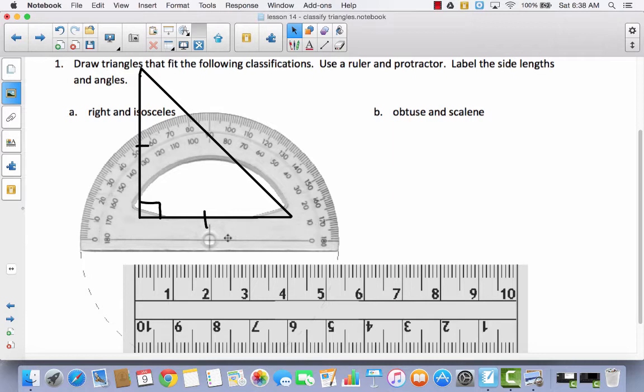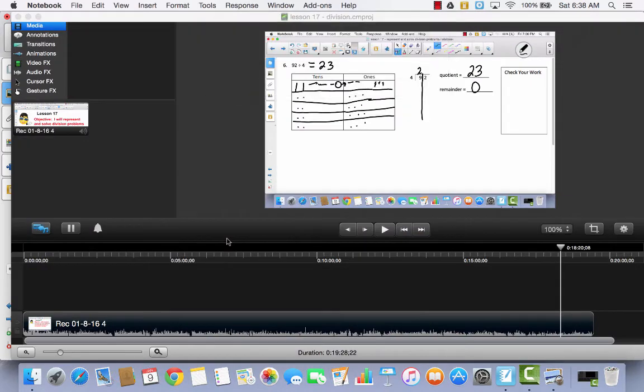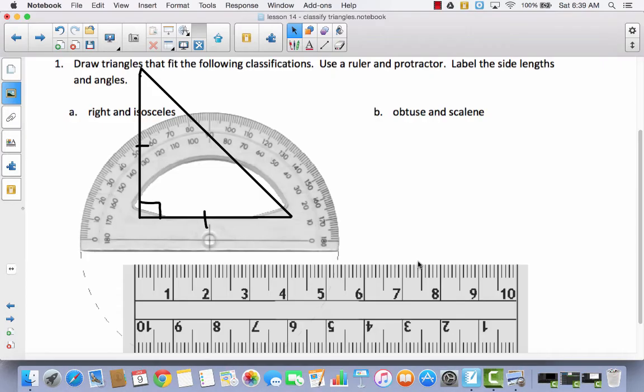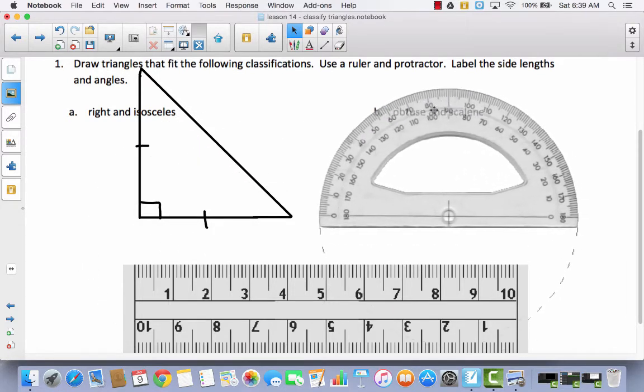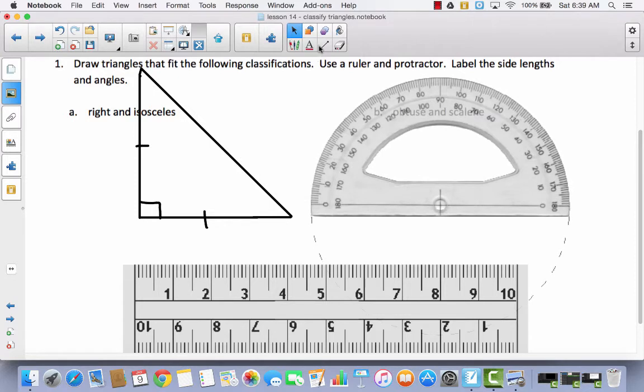All right, so now for B, we're going to make an obtuse and scalene triangle. So remember, an obtuse triangle has one obtuse angle and two acute angles. And do you remember what scalene means? Scalene means that it has no equal sides. So let's begin with our obtuse angle. So we're going to use that same strategy as we used before. We're going to put up our protractor, and then we're going to use it as a straight edge.